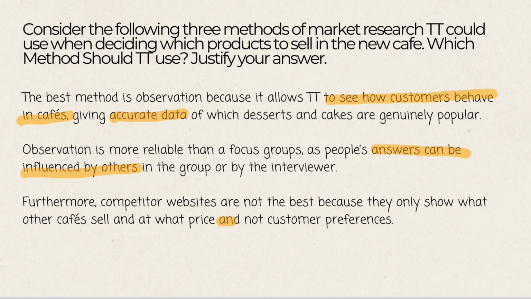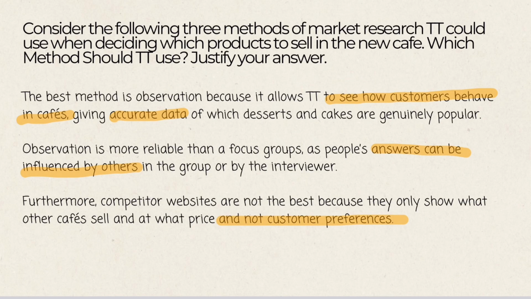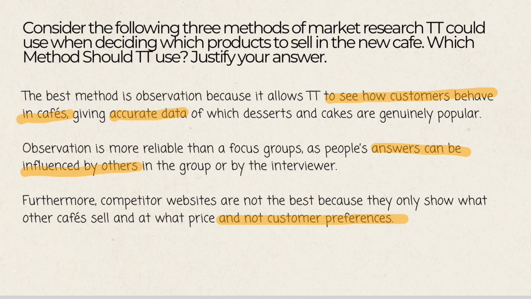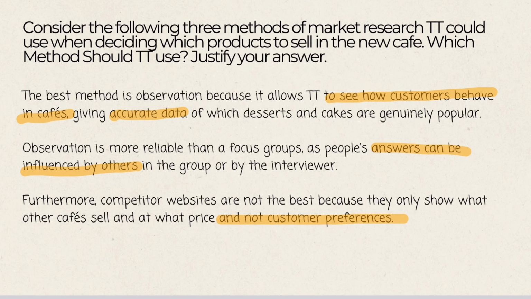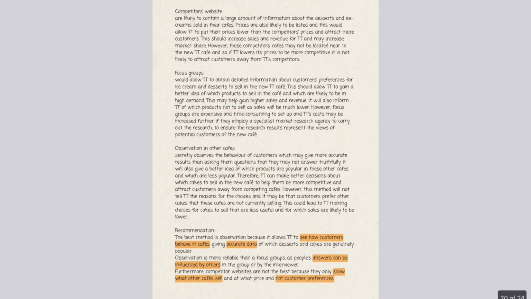and not consumer preferences. In this answer, I have made the clear decision that observation is the best, as they can see how consumers behave and get the most accurate data. This is justified, and a level 3 has been awarded. I've then said answers will be influenced by others in focus groups. That's why observations are more reliable. And my final level 3 will be that the websites will only show prices and what they sell, and not consumer preferences. So in summary, I have made a clear decision, and I've justified it, then I've rejected the 2 alternatives with justification. Let's take a look at the candidate response.